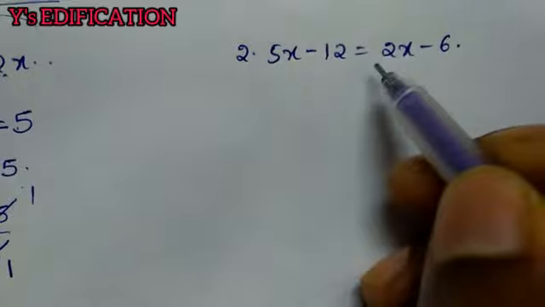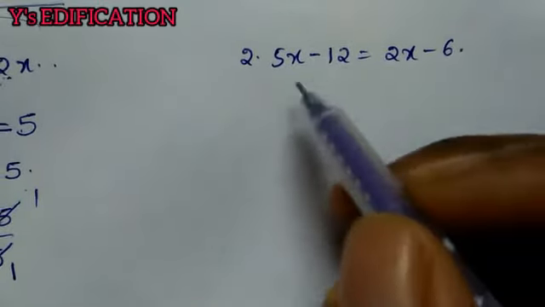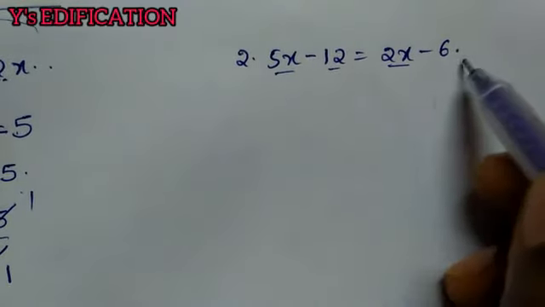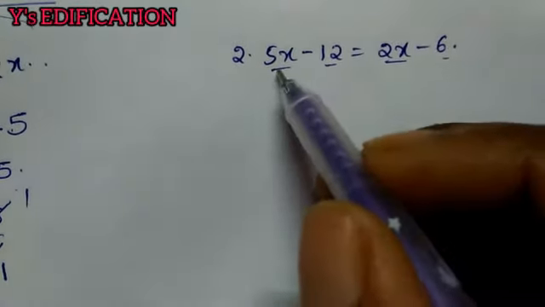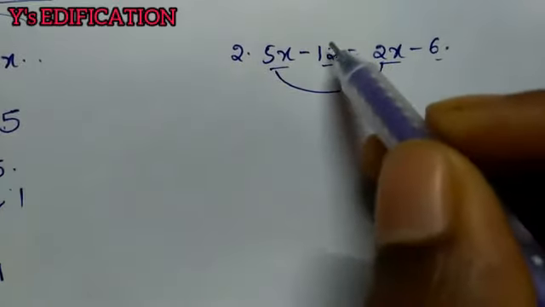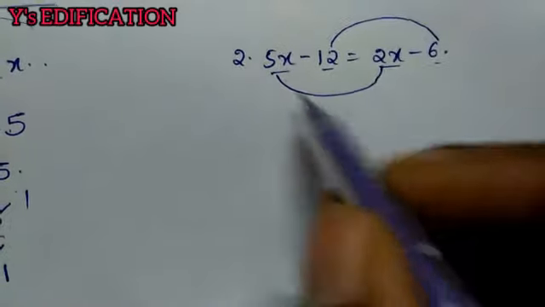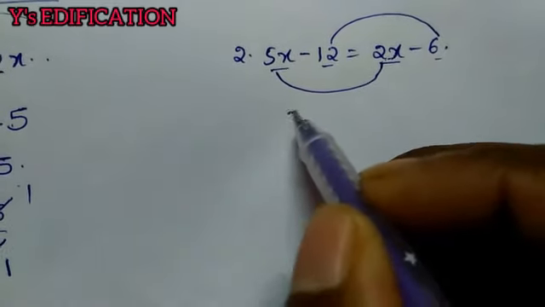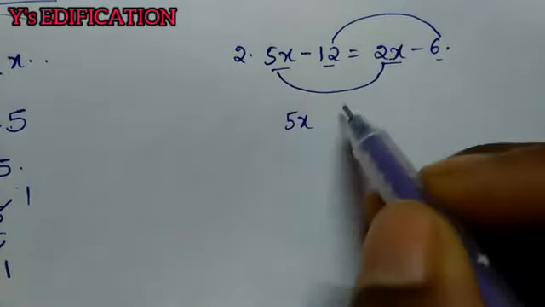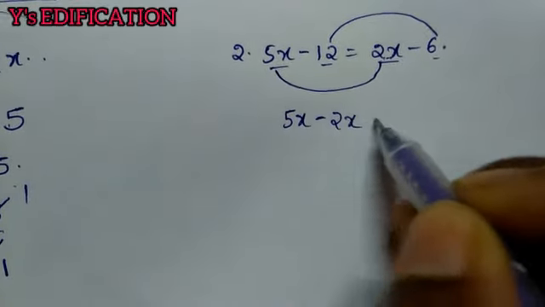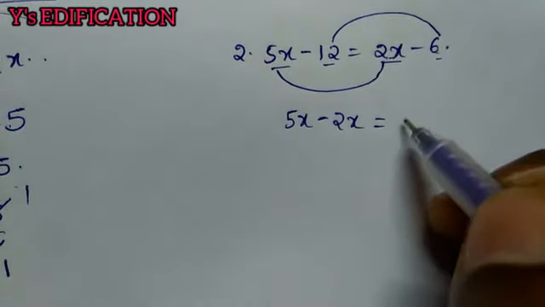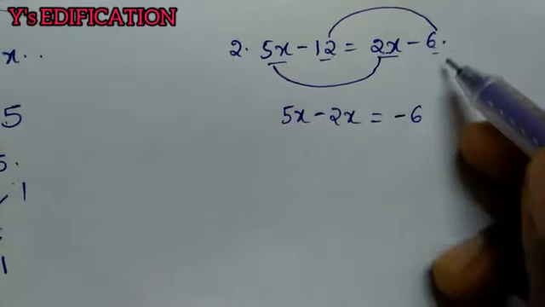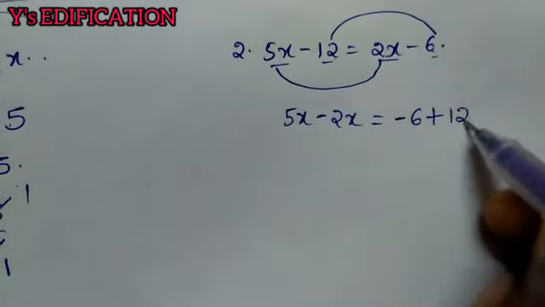5x minus 12 is equal to 2x minus 6. Okay, here I have x and x, two variables, and minus 12 and minus 6, two numbers. Now I am going to write these two variables on one side and these two numbers on the other side. So I am going to shift this 2x to the LHS side. So what will become? 5x, this is plus 2x, so it becomes minus 2x is equal to, this is minus 6 and this is minus 12. When I transpose this to RHS, it will become plus 12.